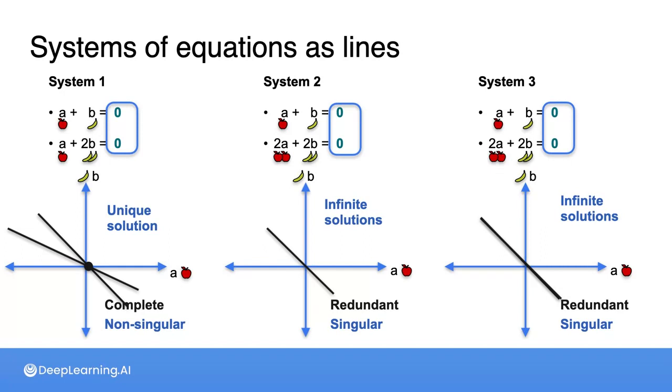Now for the rest of this course, singularity and non-singularity will be the important concepts, and completeness, redundancy, and contradiction will be used much less. So for this reason, you can now start considering systems of equations where the constants are always 0, and these are much simpler. Furthermore, the geometric interpretation of these systems will be pairs of lines that go through the origin.